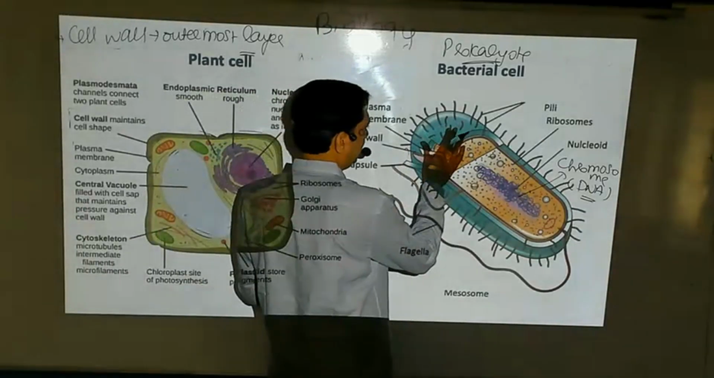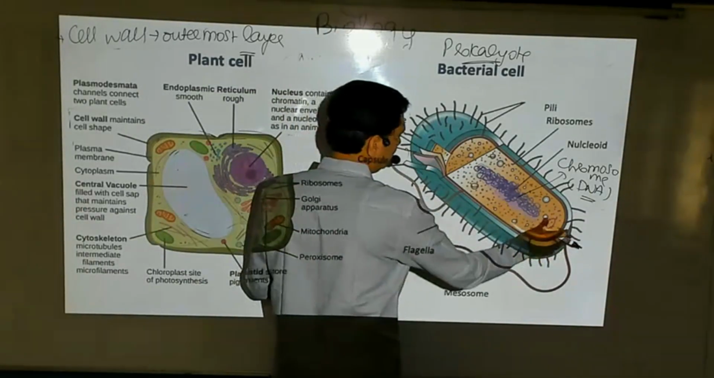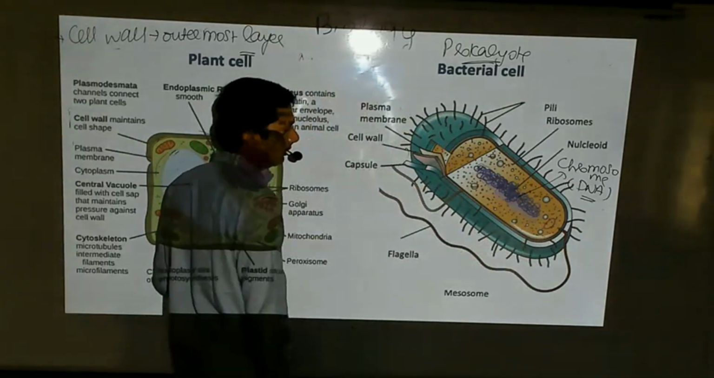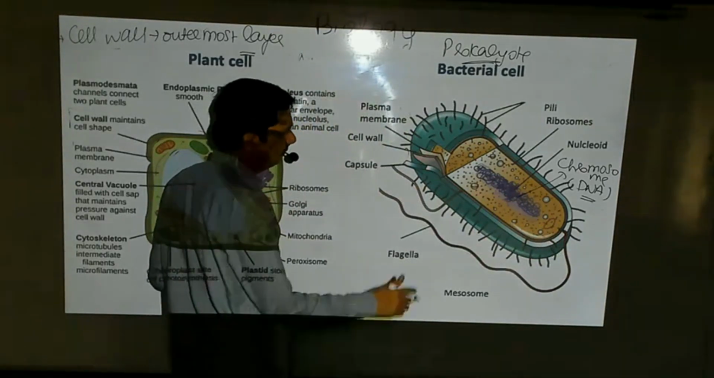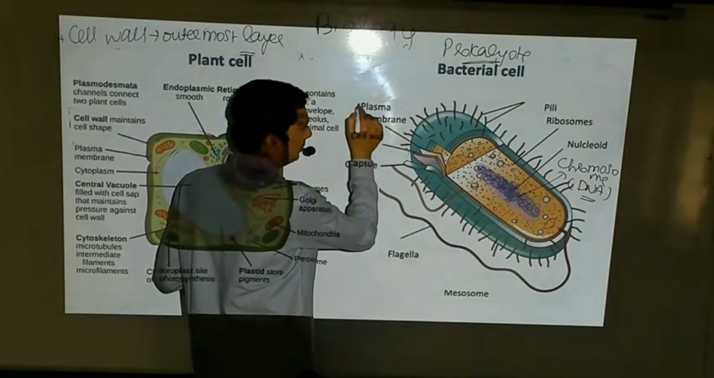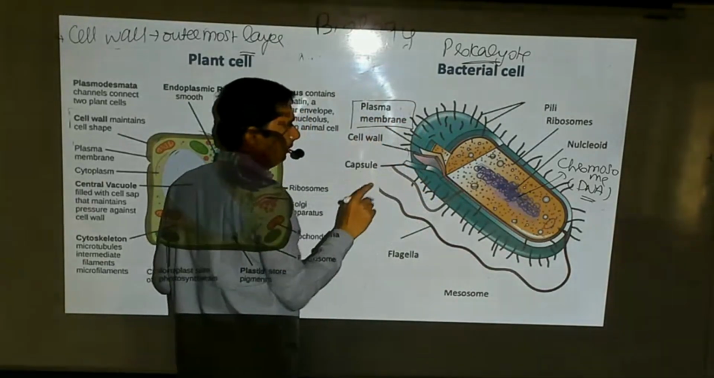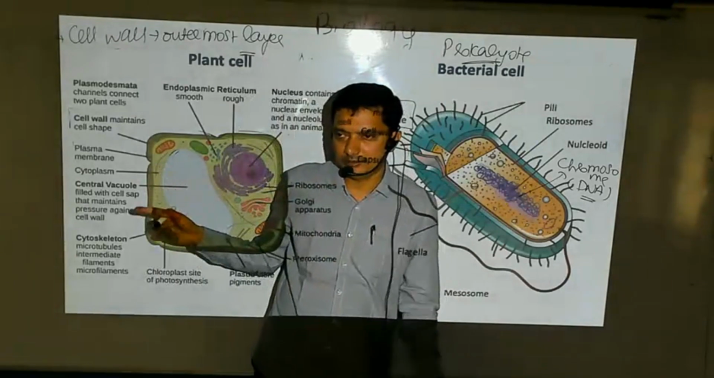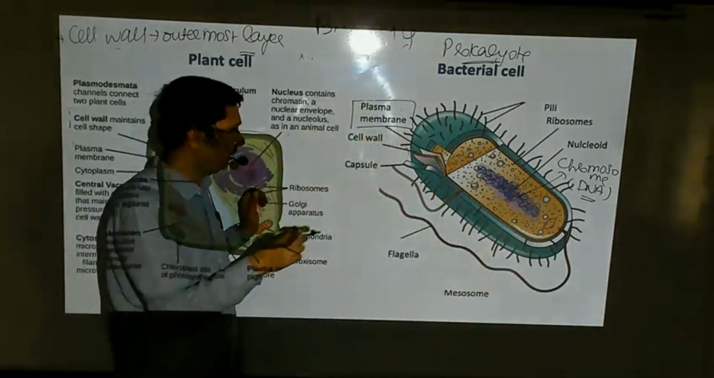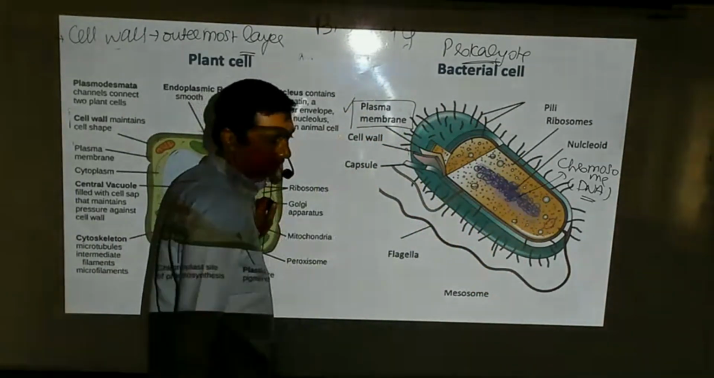Okay, let's begin discussing what it is covered with first. What is the outermost cover of a bacterial cell? Let's start with the plasma membrane. The plasma membrane, which is part of both plant cells and animal cells, is also there in bacteria. Okay, plasma membrane is present.